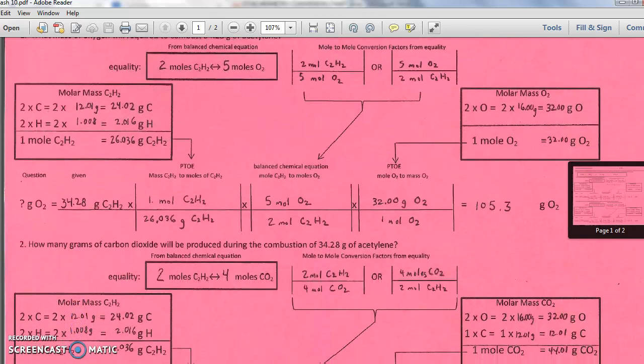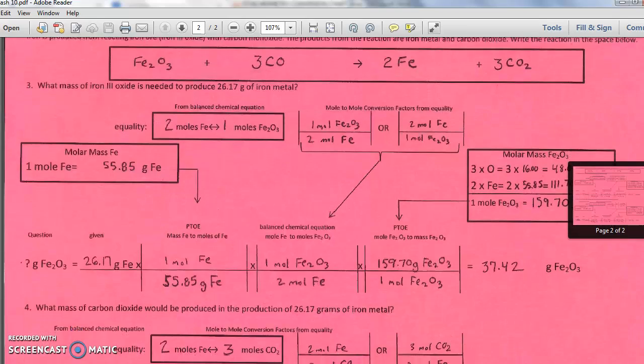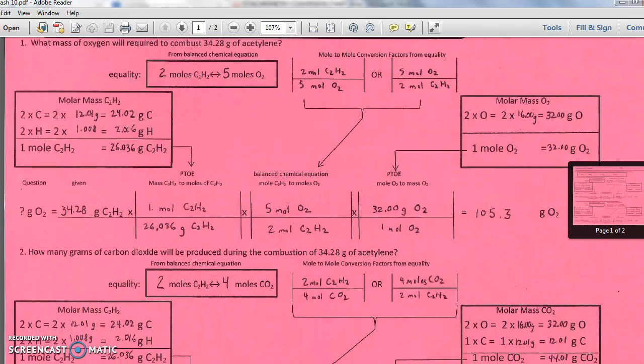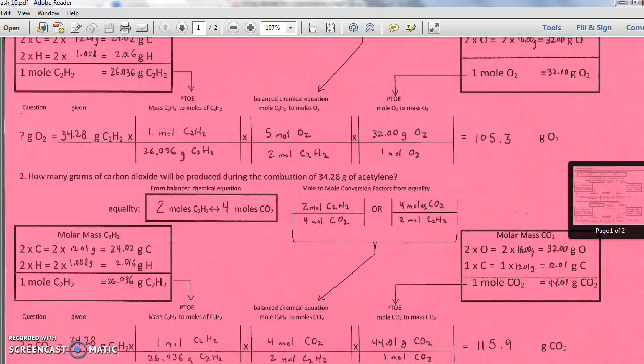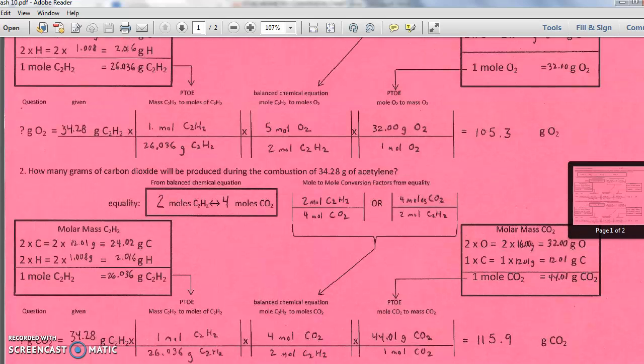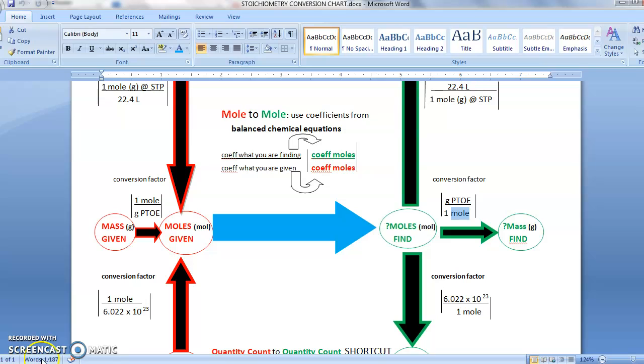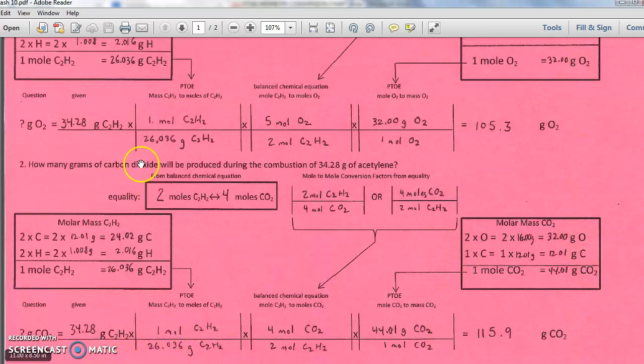We have another mass-to-mass problem to take a look at here. How many grams of carbon dioxide would be produced during the burning of the 34.28 grams of acetylene? So our question is grams of carbon dioxide produced by 34.28 grams of acetylene. Our given goes right out front. Our first step is going to be just the same. This is another mass-to-mass problem, mass of acetylene, this time to mass of CO2. So the first step is going to be identical.